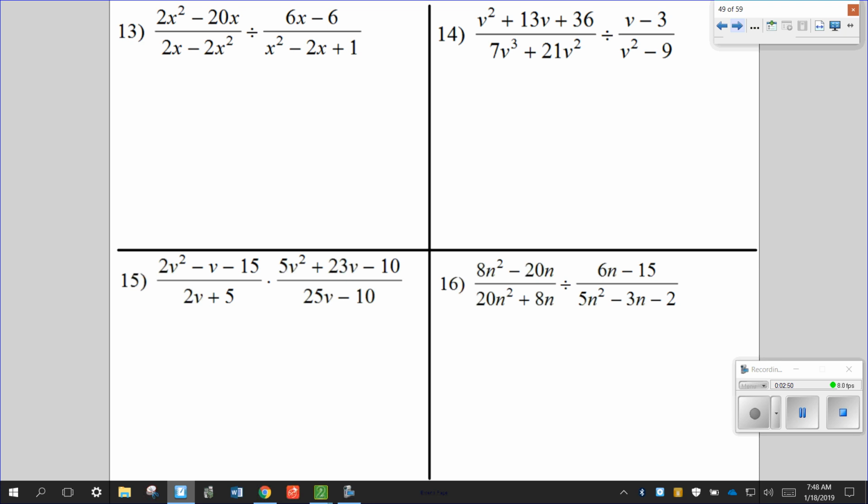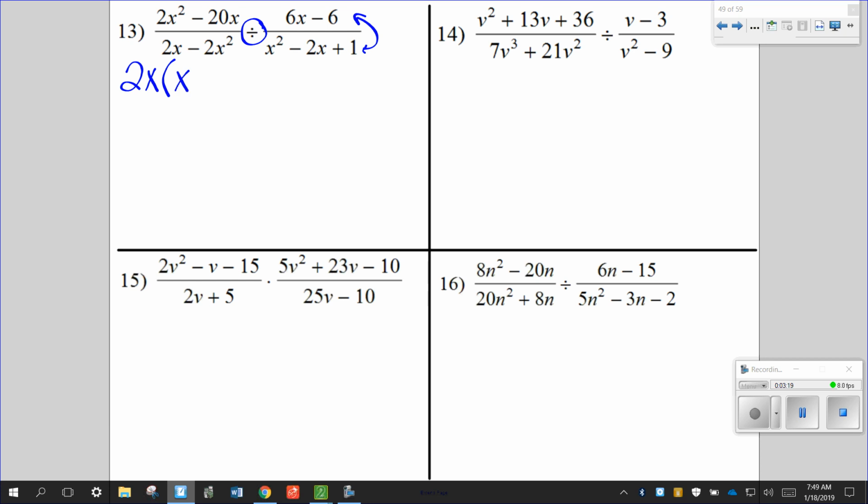Alright, this one is division. Always see what you're doing first. This one's division, which means we need to flip this second fraction and then multiply. But first let's factor the first term here, the first fraction. We have a greatest common factor in the numerator of 2. Anything else that they both share? Yes, they both share 1x. They don't share an x squared, they share an x.